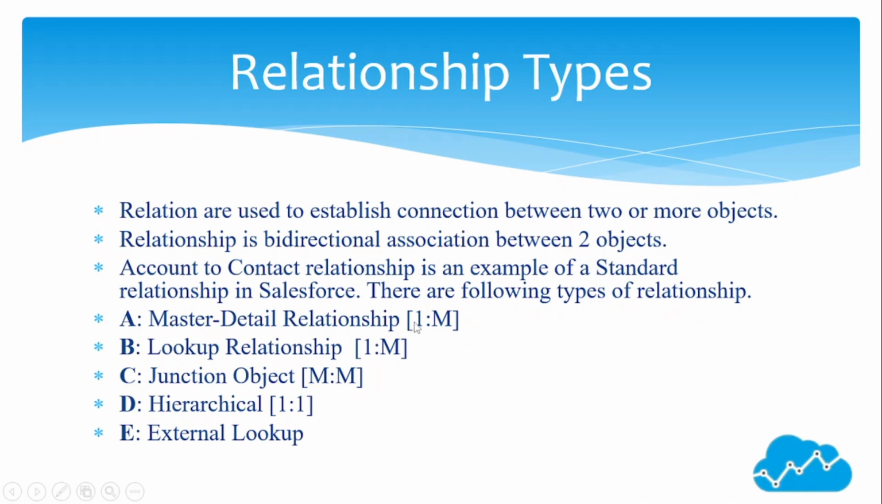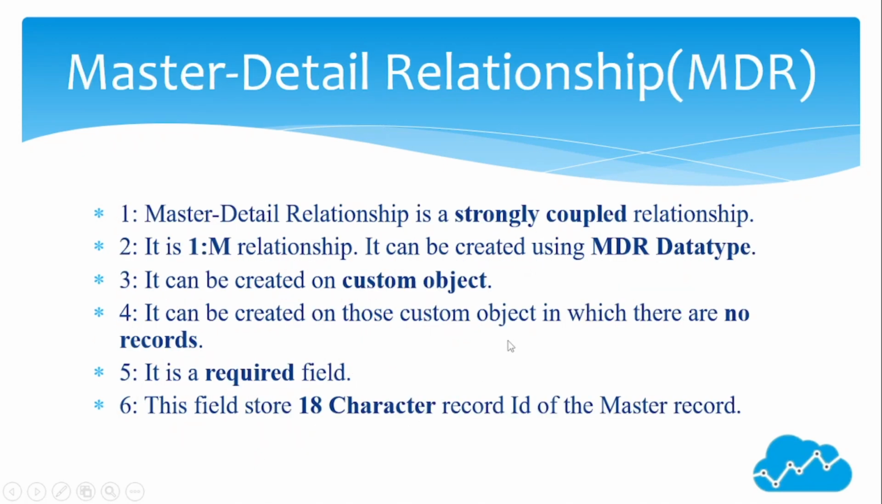Master detail relationship, that is one to many relationship; lookup relationship, that is one to many relationship; junction object, that is many to many relationship; hierarchical relationship, that is one to one relationship; and external lookup. So in detail we are going to see master detail relationship.